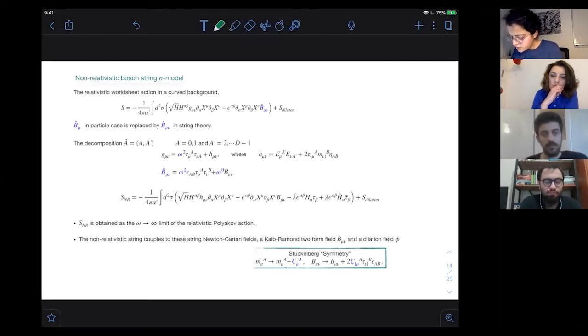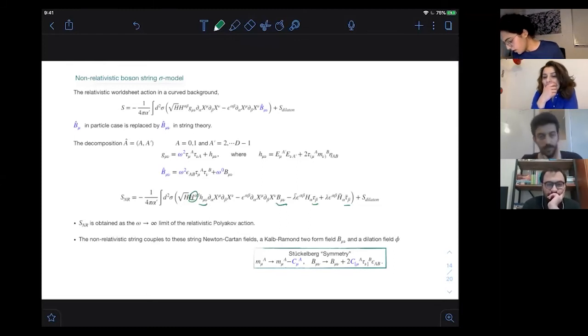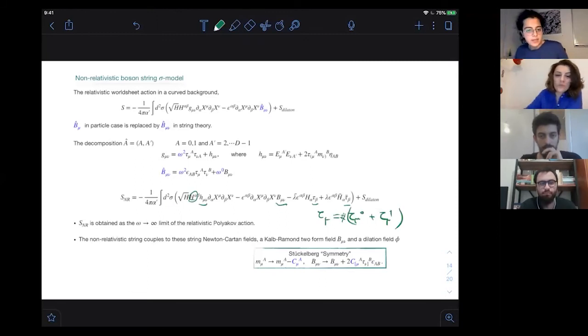So again, h is the independent worldsheet metric, G_mu nu is our metric, B_mu nu is the Kalb-Ramond field, and there is some time-like tau_mu. Let me write this down. tau_mu is tau_mu^0 plus tau_mu^1, with some normalization, but it's not that important. It depends on tau, with some coordinate change. And this action can be obtained by taking the omega goes to infinity limit.